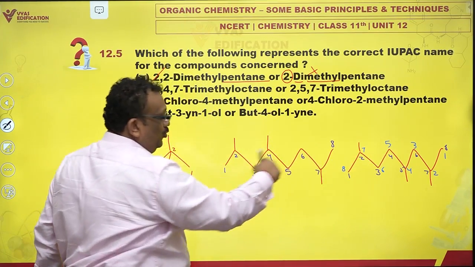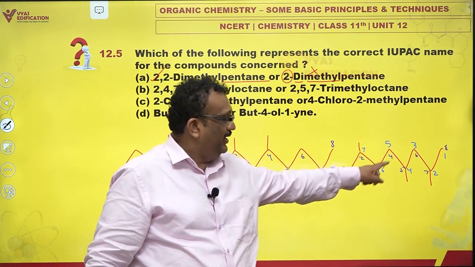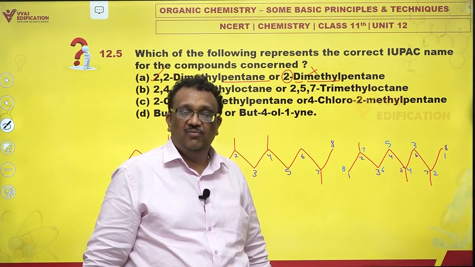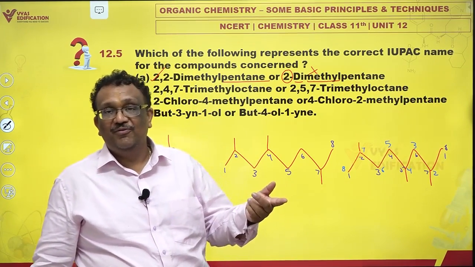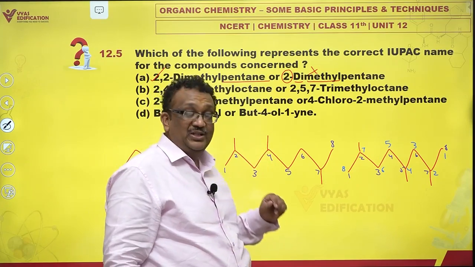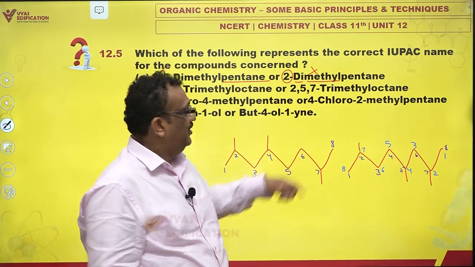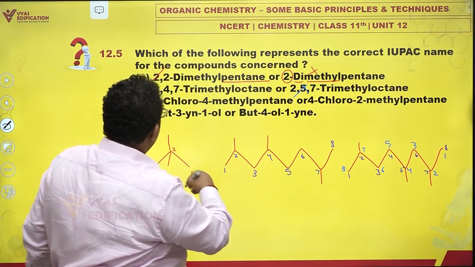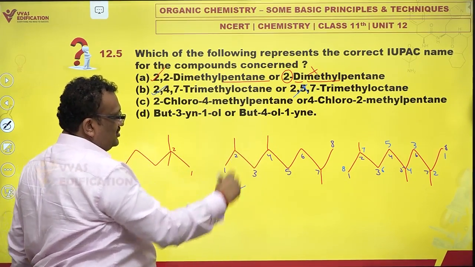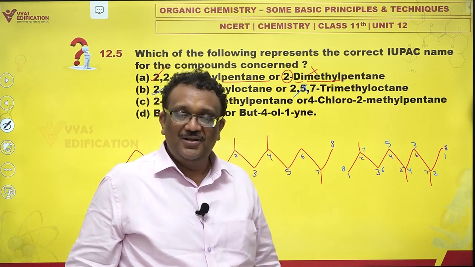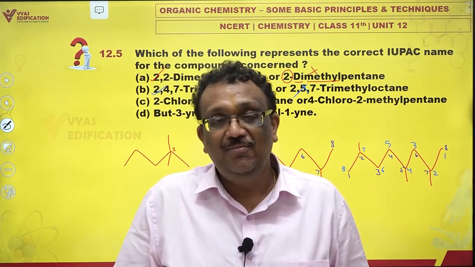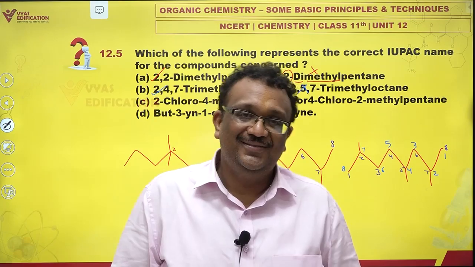Now you can also get 2, 4, 7, and the blue numbering is correct and the purple one is wrong. Why? Earliest point of difference. The locant should be as small as possible. That is the rule. So if I have 2, 4, 7 or 2, 5, 7, 5 is bigger than 4. So I say this is wrong and this is right. Got it? Locants have to be minimum as far as possible.